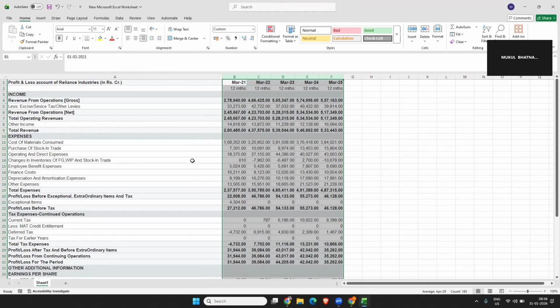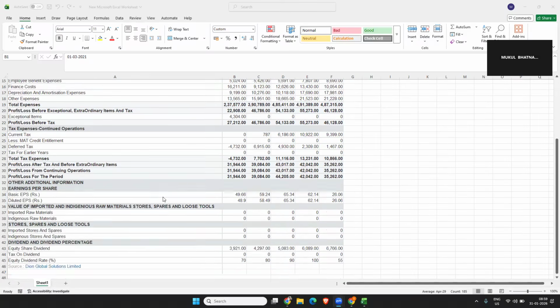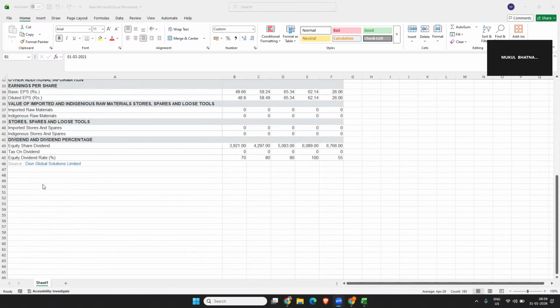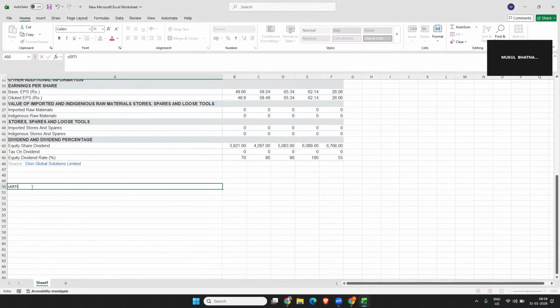So what we are doing today? We are calculating certain things. The first thing that we need to calculate is vertical common size profit and loss account. So I will write here vertical common size. Let me zoom a bit so that you are able to read it properly.